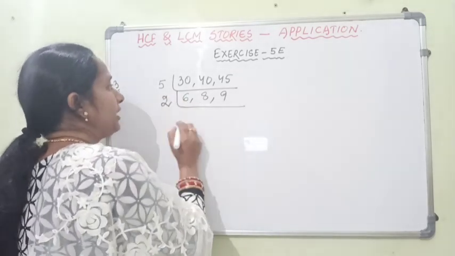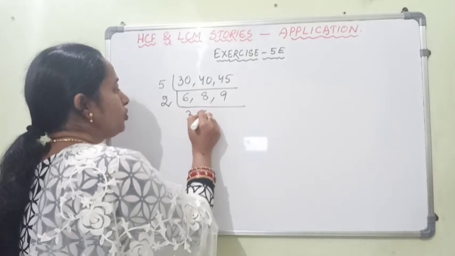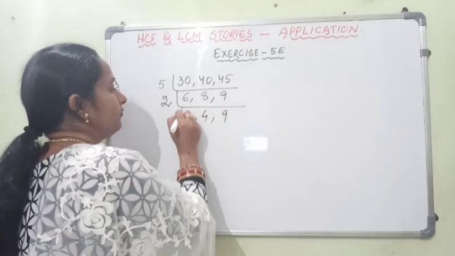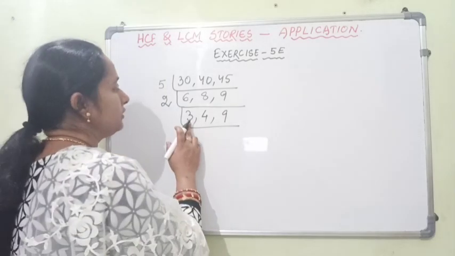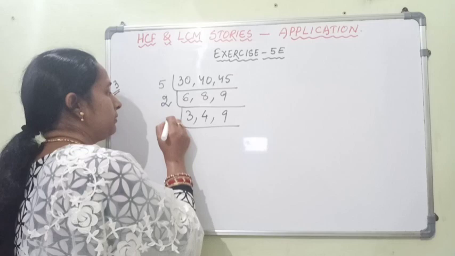So let us divide it by 2. 2 3s are 6, 2 4s are 8, and 9. Why have I carried 9 as it is? Because it is not divisible by 2. Now for the next step, 9 and 3 can be divided.